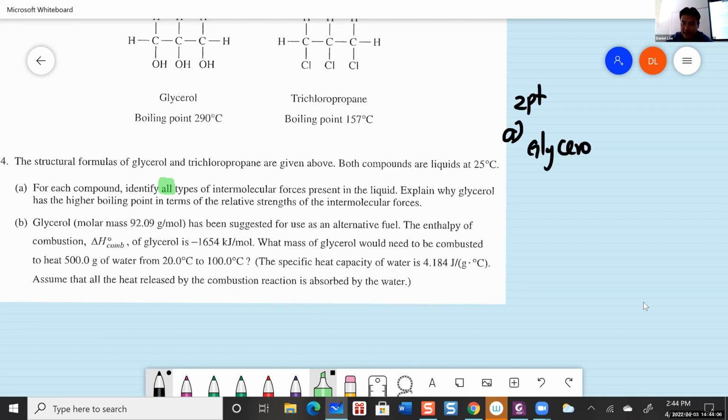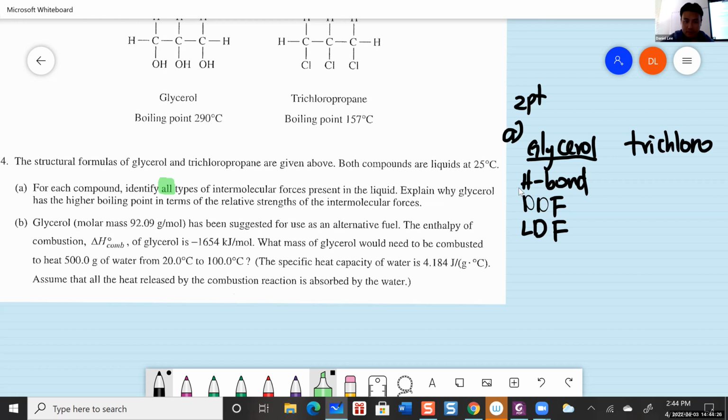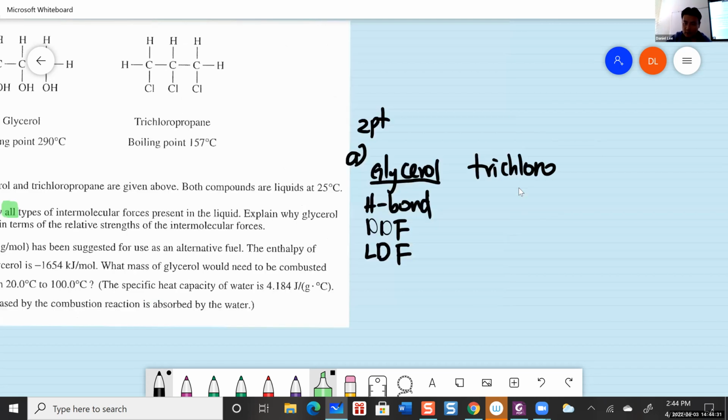To write down, identify, so you don't have to explain. So hydrogen bonding. And on the test, don't abbreviate. So dipole-dipole forces and London dispersion forces. Yeah, on the test, spell it out. And then the other one is trichloropropane. Propane is single-bonded carbons. So trichloropropane has just dipole interactions and also London dispersion forces.